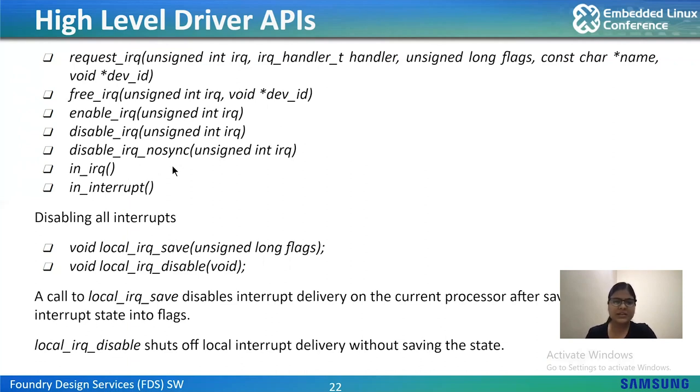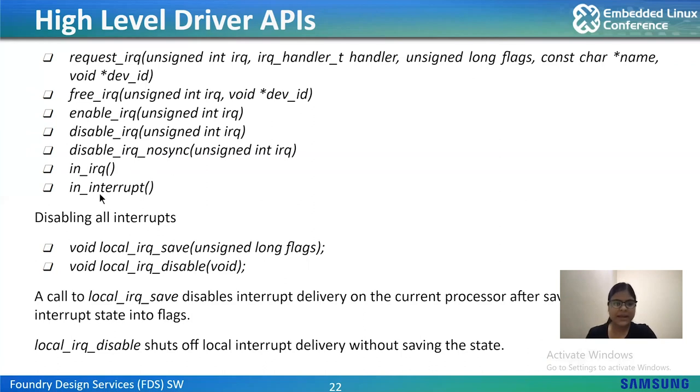disable_irq_nosync: unlike disable_irq, this function does not ensure that existing instances of the IRQ handler have completed before returning. There are many other types of high-level driver APIs, like irq_set_type, which sets the interrupt type for an interrupt, then request_nmi, which allocates an interrupt line especially for non-maskable interrupt delivery, and many more.